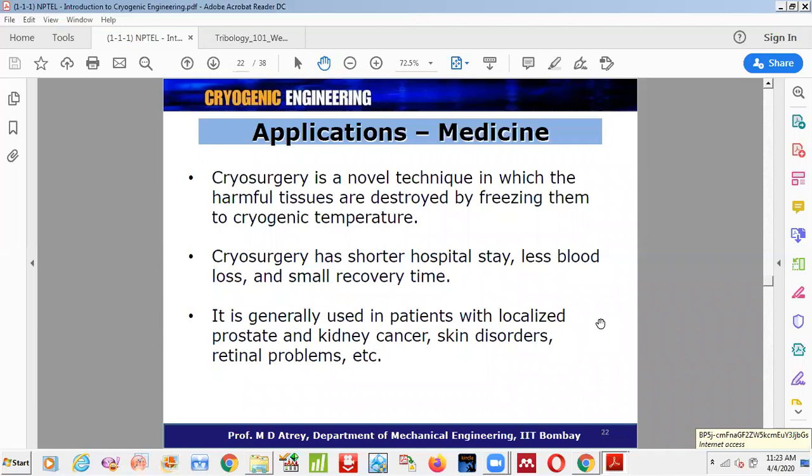This is also called a surgery. What do you mean by surgery? Surgery is something where we are healing, or removing something which is a foreign particle to our body. So this is also called cryogenic surgery. Cryosurgery, cryogenic surgery, it is one and the same. Then the cryogenic surgery has a shorter hospital stay, less blood loss, and small recovery time. This is the major advantage.